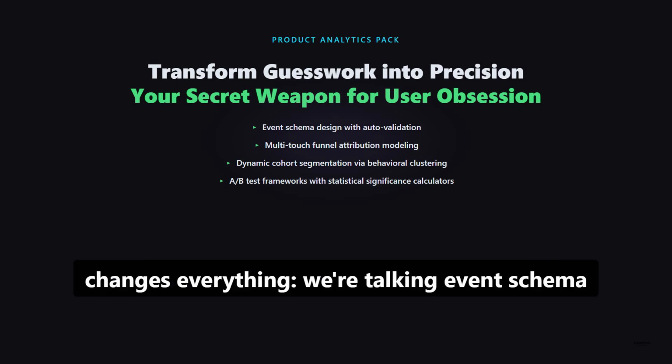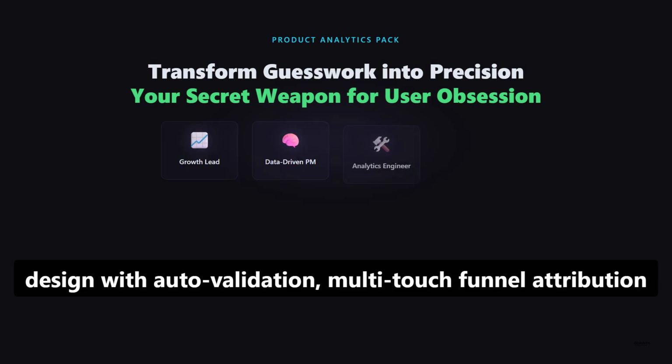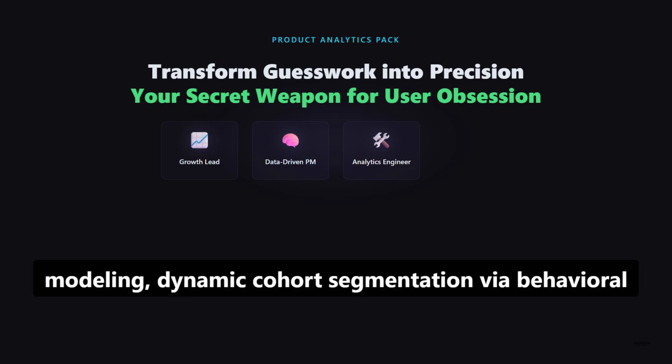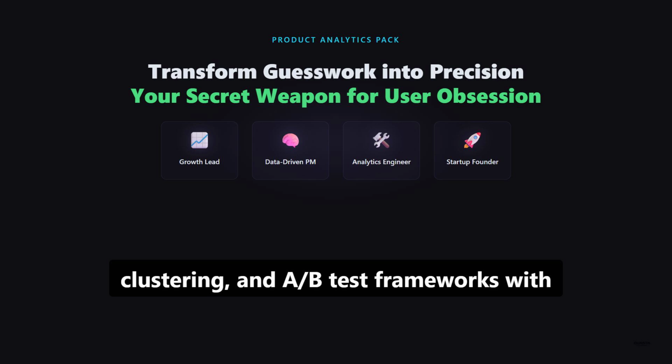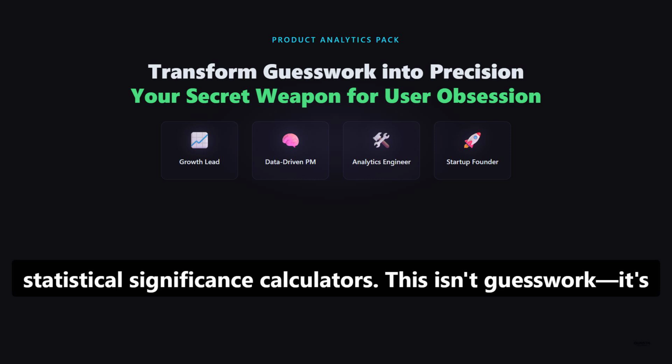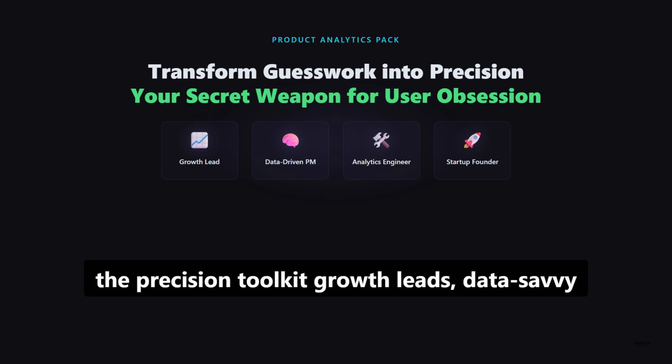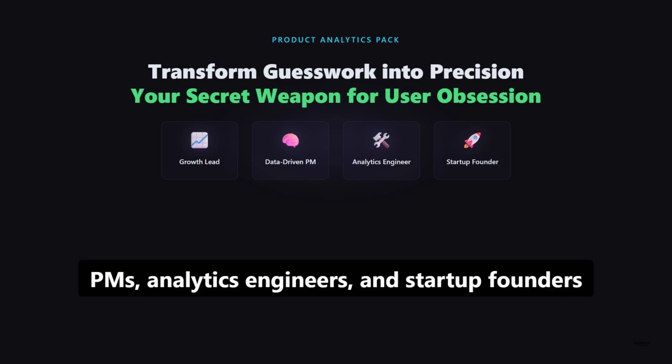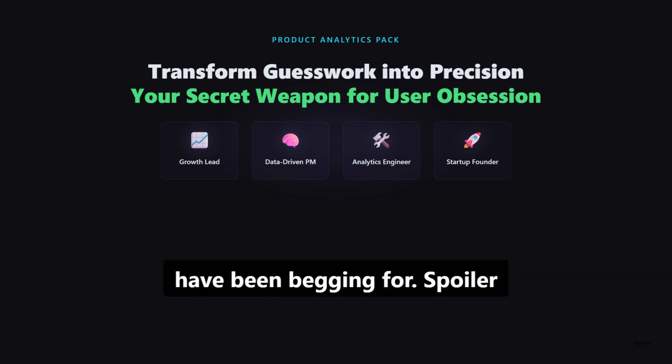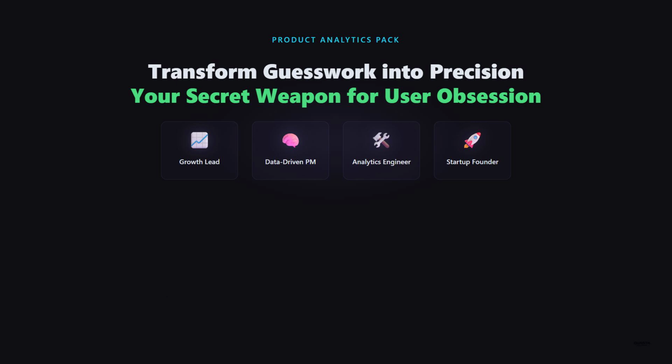We're talking event schema design with auto validation, multi-touch funnel attribution modeling, dynamic cohort segmentation via behavioral clustering, and A/B test frameworks with statistical significance calculators. This isn't guesswork, it's the precision toolkit growth leads, data-savvy PMs, analytics engineers, and startup founders have been begging for. Spoiler alert, it works better than your last quarterly roadmap review.